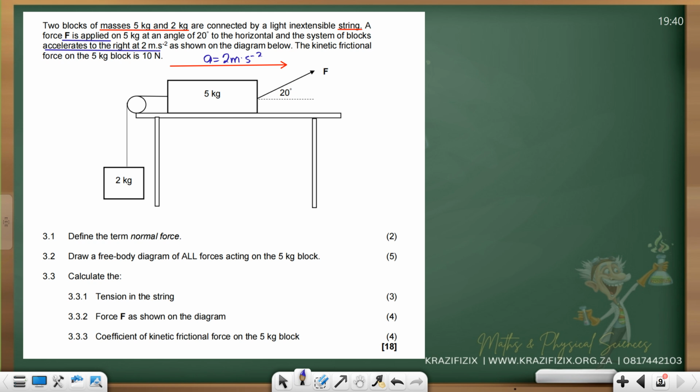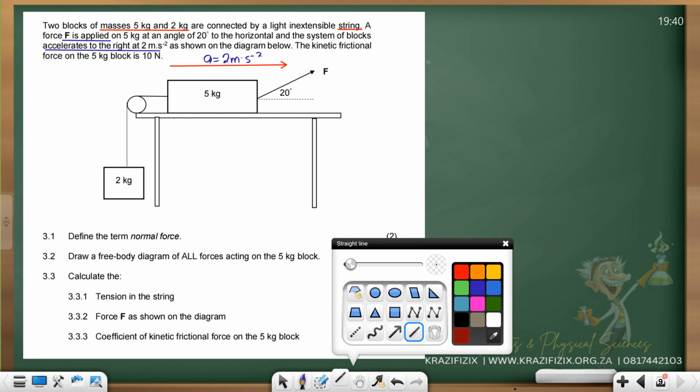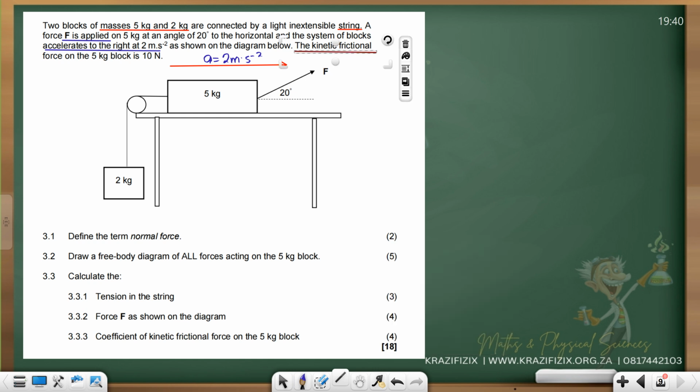The kinetic frictional force on the 5 kg block is what? 10 newtons. Beautiful. What type of friction is it? Kinetic. That tells us the object is what? It's moving.